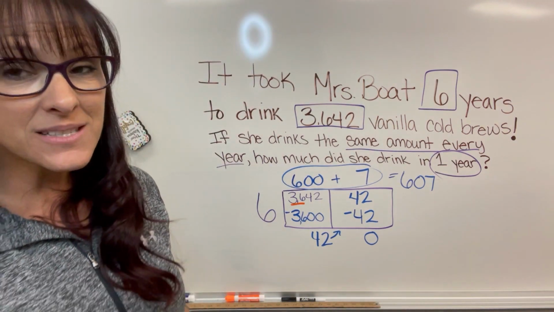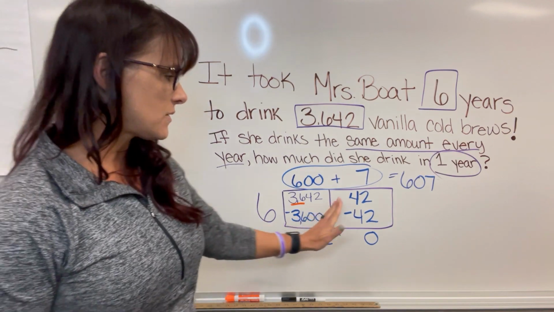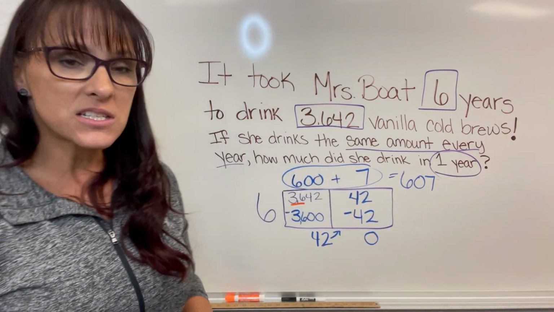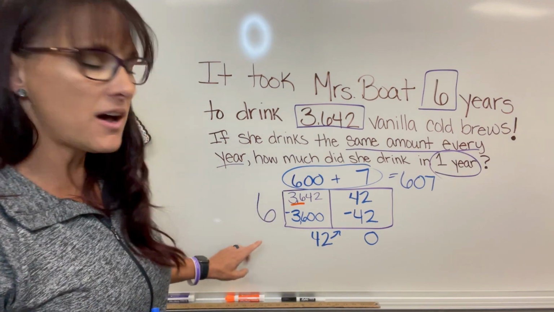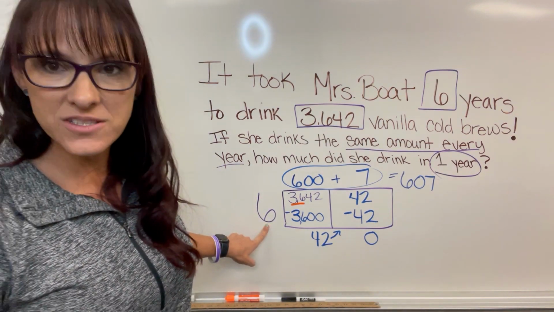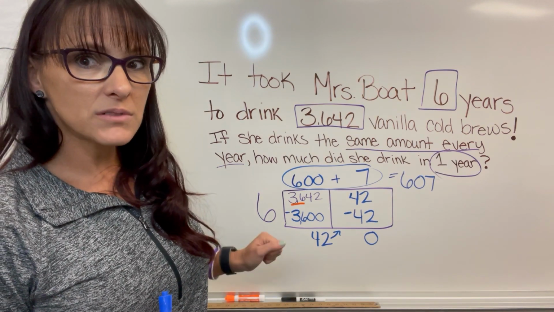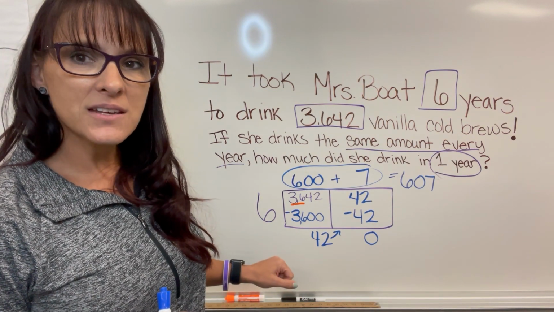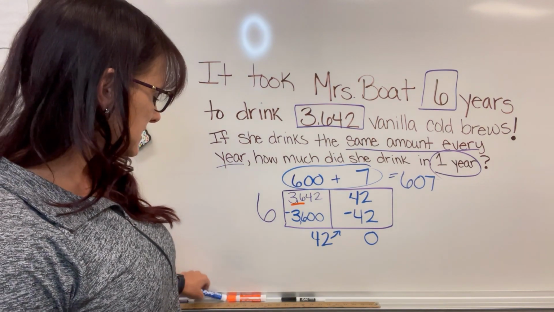My answer is 607. This method is a little trickier. You will need to extend your boxes until you have nothing left, or you have a remainder of less than what your divisor is. So this is one that is a little trickier, okay? But it is still fun and effective. So it's something that we should be practicing.